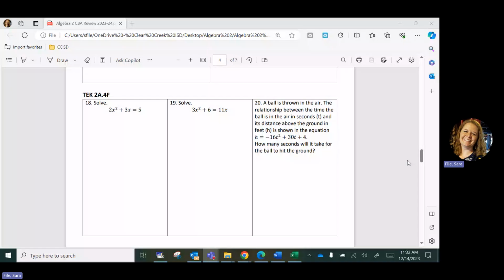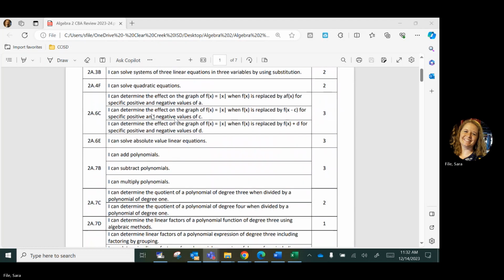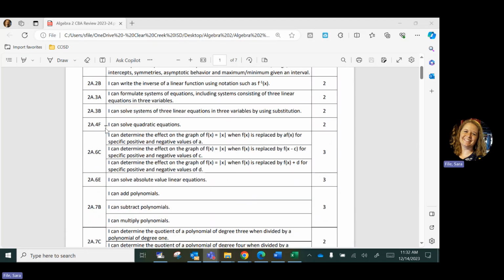At 18, 19, and 20, because these are TEAC 2A 4F. If you look back on the front at the blueprint, 2A 4F is I can solve quadratic equations. Okay, so solving quadratic equations, that's actually our next unit. We didn't get to it this semester on our campus, but there's 2 questions on the semester exam over it. So this goes with the factoring that we were just doing.